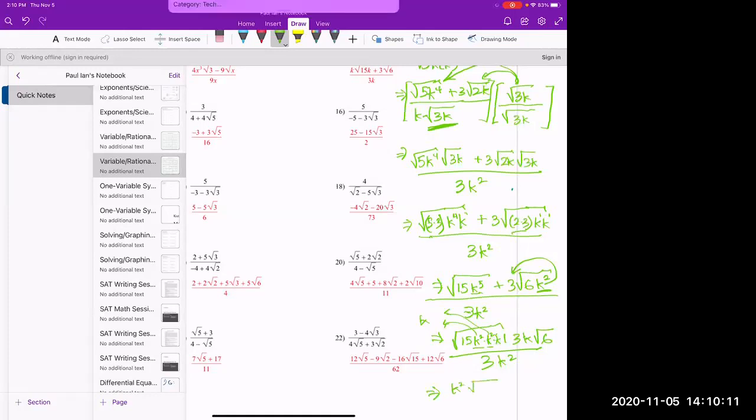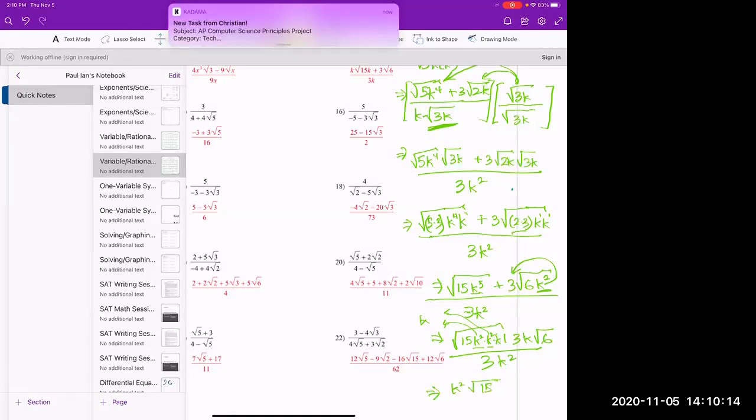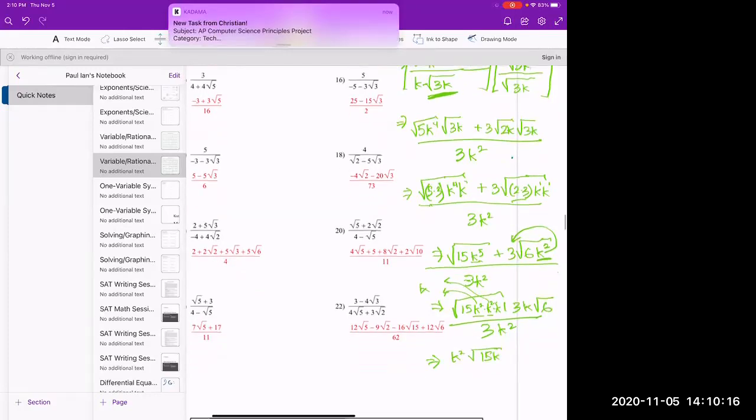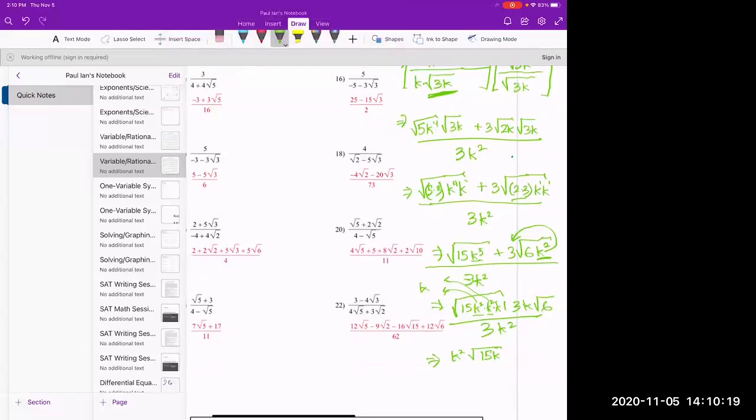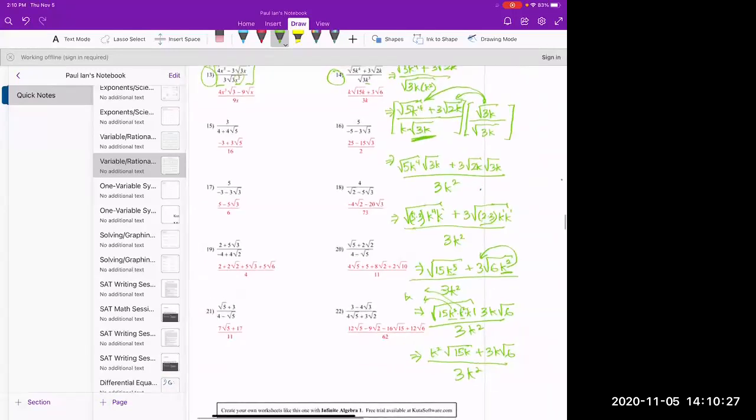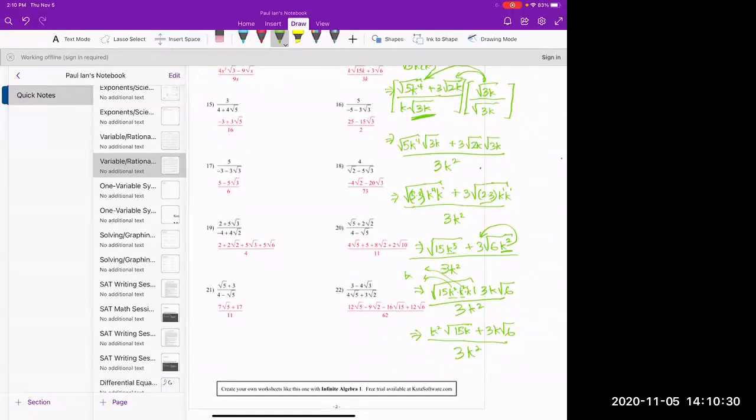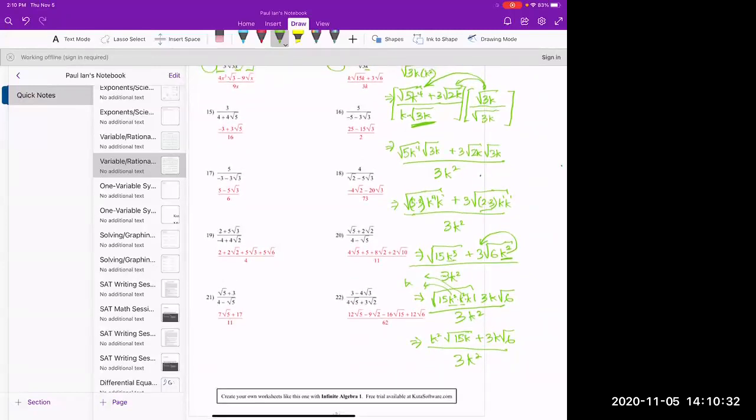Yeah. Okay, so 15. I'm just doing some shortcuts here. So 15k, and then plus 3k root 6, and you have 3k squared. All right. So let's see what we have to do here. So you have 15k, 3k root 6, and over 3k squared. Can you cancel anything? The 3k or the k cubed, k squared.